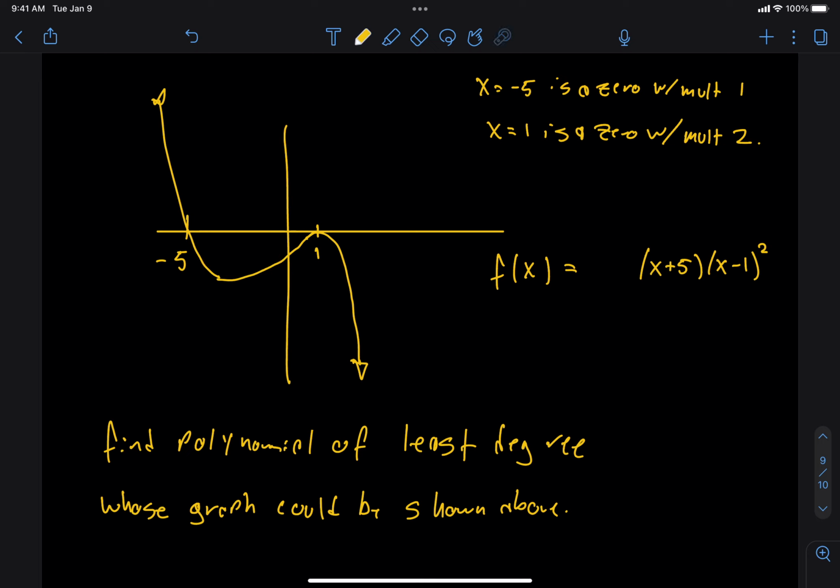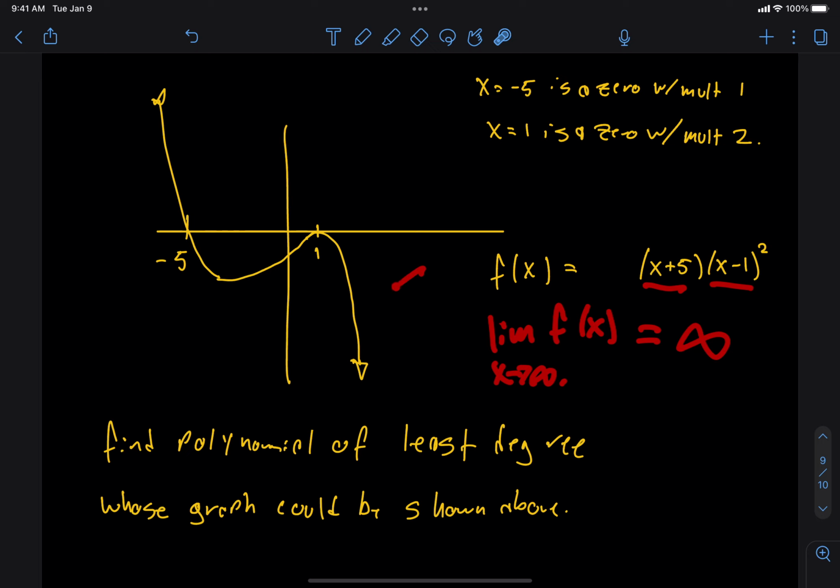Okay, here's how you can tell. Take the limit of this function as x goes to infinity. When x becomes really, really large, this is like a big number times a big number. This would be infinity. But we can see on the graph that it should be negative infinity. So that's why we should put a negative sign here.